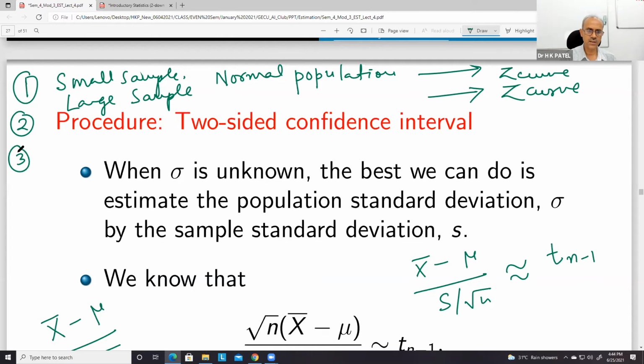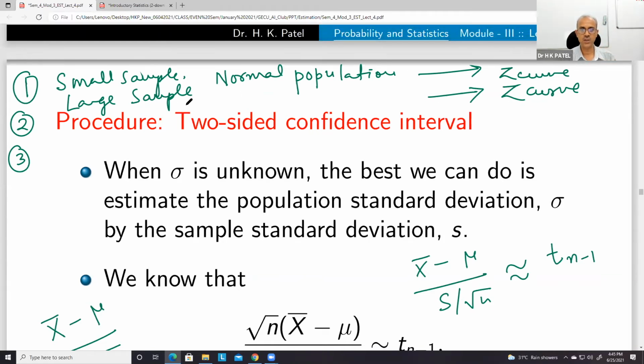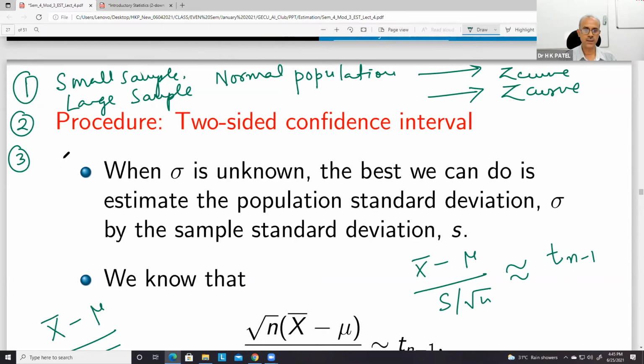And the third could be very straightforward. In the normal population cases, in one of them sigma is given. In the large sample case, sigma is not given. Even then we use the Z curve, and we use the sample standard deviation in place of the population standard deviation. And the third is where all the things are favorable: sigma is given, the population is large, then we can use Z curves.